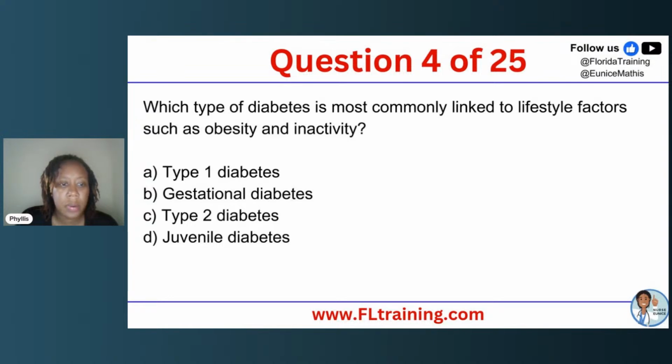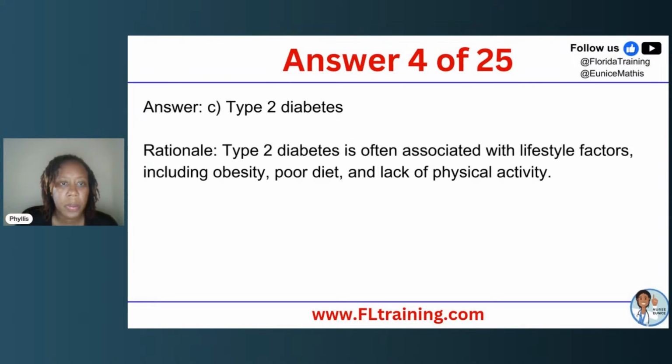All right, let's go ahead and reveal the answer. If you chose C, you are absolutely correct. Type 2 diabetes. Type 2 diabetes is often associated with lifestyle factors, including obesity, poor diet, and lack of physical activity.